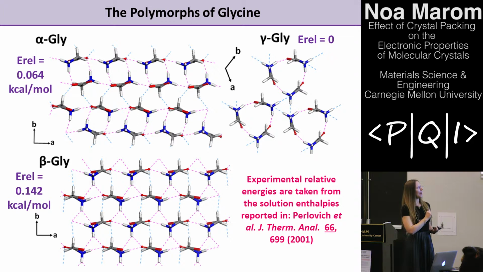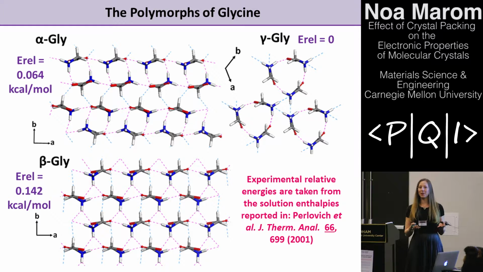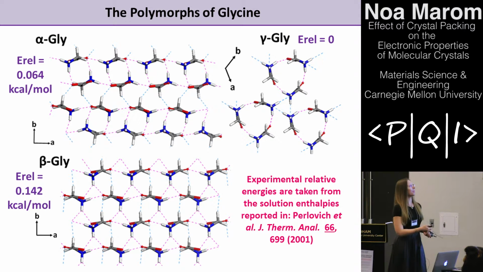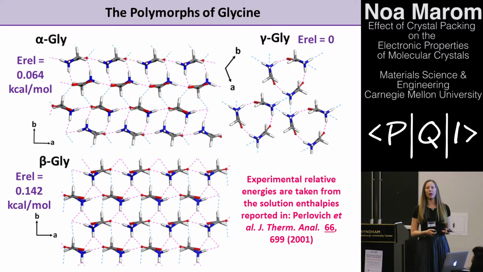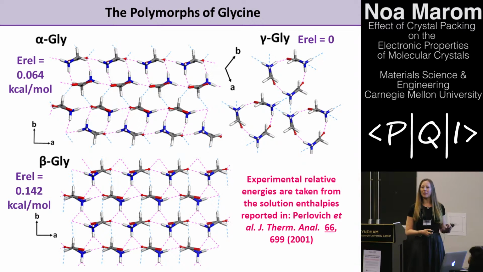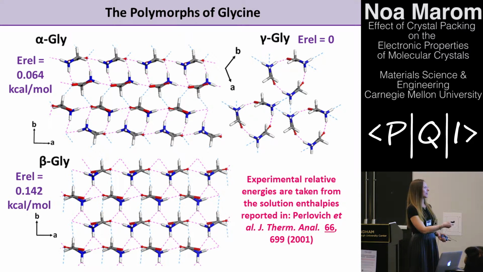So the energy differences between the three polymorphs of glycine are extremely small. You can see that the difference between the gamma form, which is the most stable, and the alpha form is less than 0.1 kilocalories per mole. And then the beta form is the least stable. It's also not far behind.